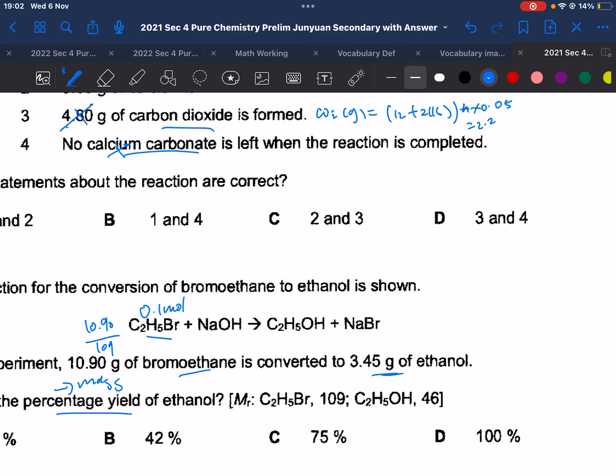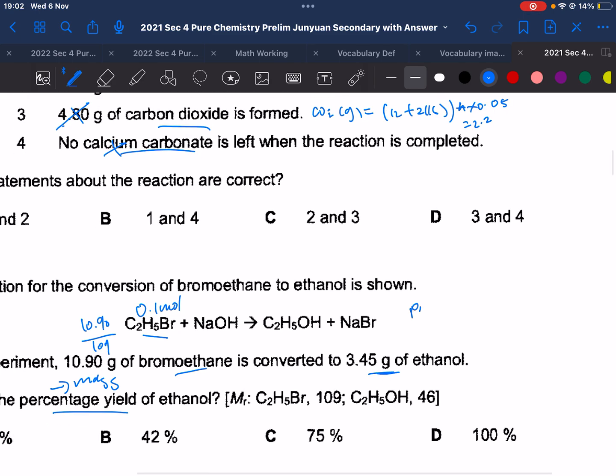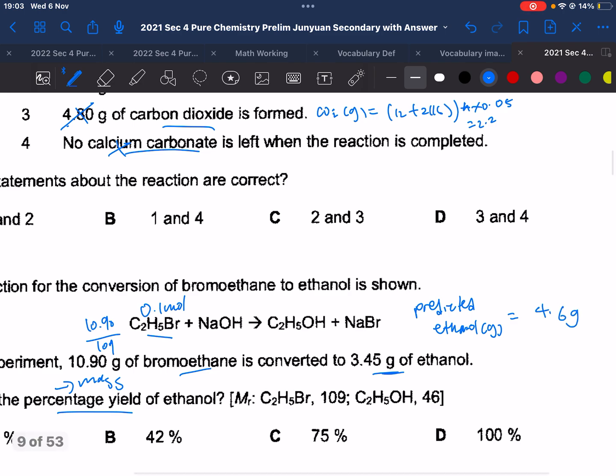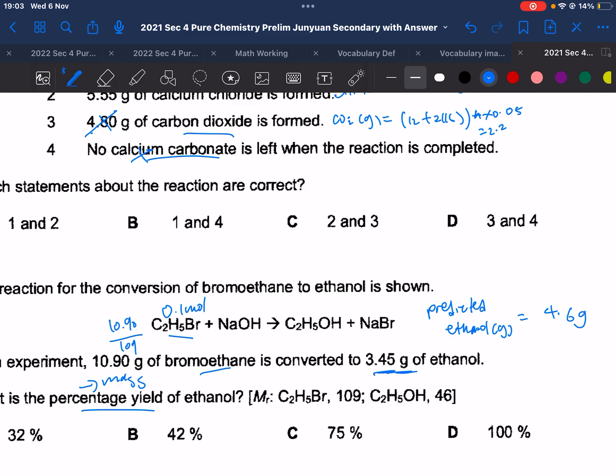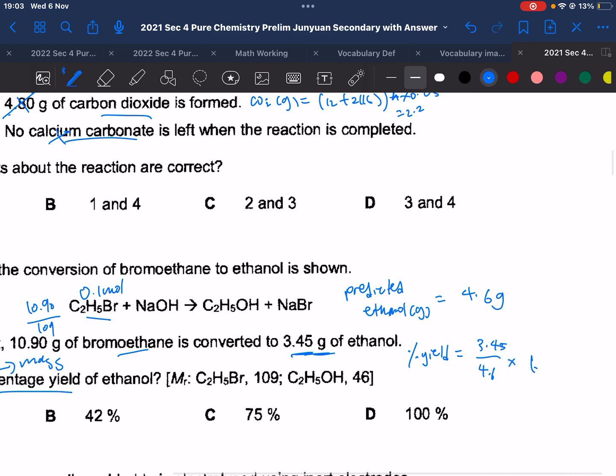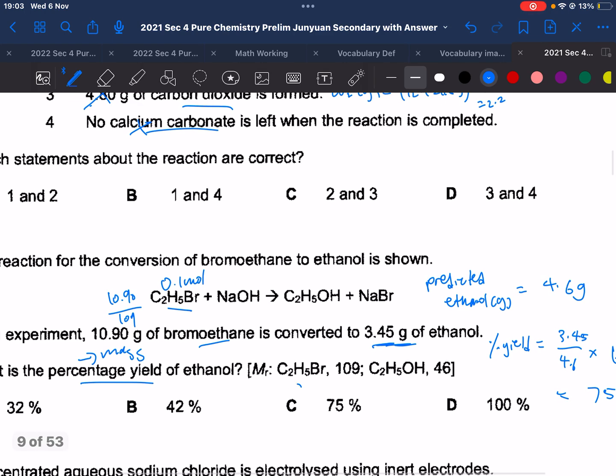So the predicted ethanol mass in grams will be 46 times 0.1, which is 4.6 grams. However, I only have 3.45 grams. So to calculate the percentage yield, it equals 3.45 divided by 4.6 times 100%, which will give me 75%. The percentage yield should be C.